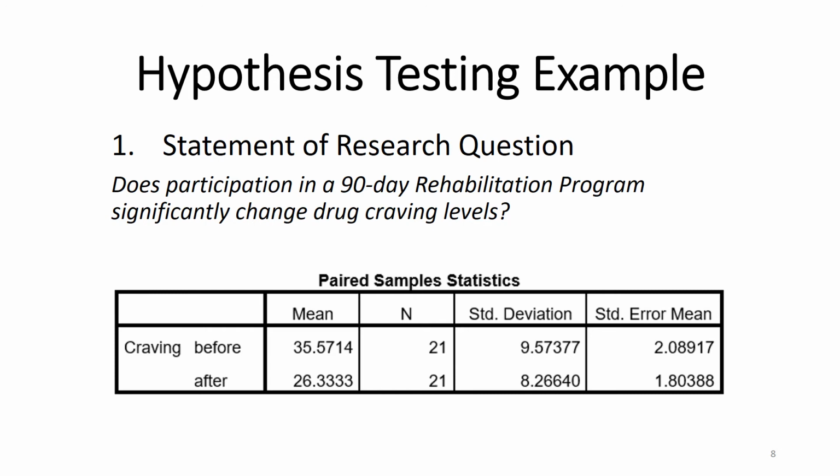We know that our overall sample size was 21 people. That's why there's 21 at before, 21 after. It gives us 21 pairs that will be part of the t-test, and we can move forward with it. So let's go ahead and move on to the next slide.